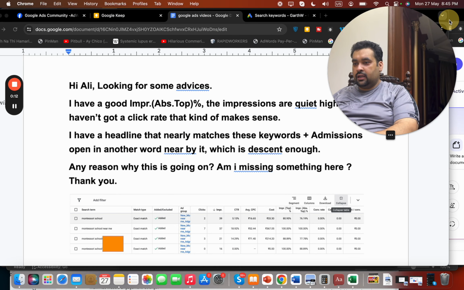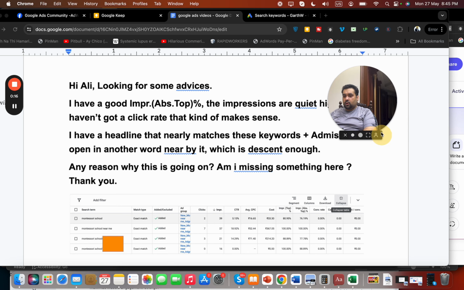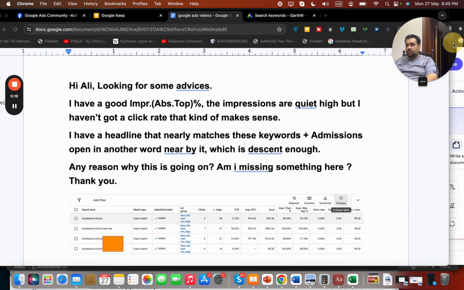And today I'm here with a new question. So let's get started. The question is: "Hi Ali, hello. Looking for some advice. I have a good impression, absolute top share percentage. The impressions are quite high, but I haven't got a click rate that makes sense. I have a headline that nearly matches these keywords, plus admission open in another word nearby, which is decent enough. Any reason why this is going through?"